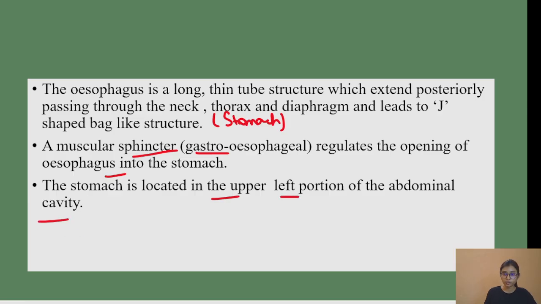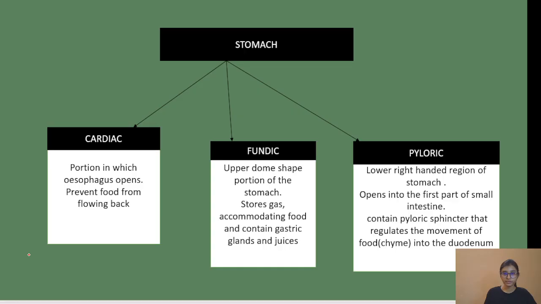Now, we can discuss the three different regions of a stomach and what their functions are. So cardiac, fundic and pyloric region. Cardiac is what? The portion in which the oesophagus opens, preventing food from flowing back. So the cardiac portion is connected with the oesophagus end, and it just prevents the food from flowing back, like it cannot revert back to the oesophagus.